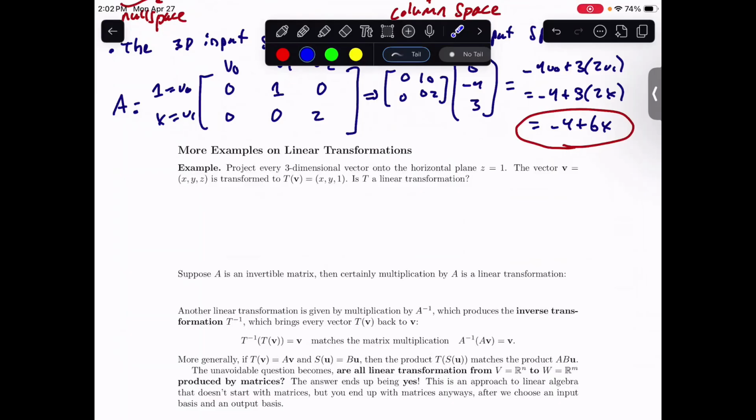So for this next example, it wants you to project every three-dimensional vector onto the horizontal plane given by z equal to 1.